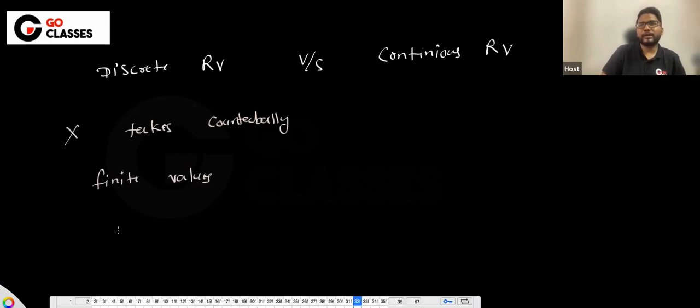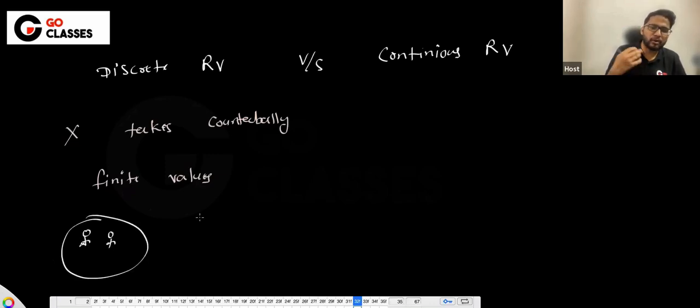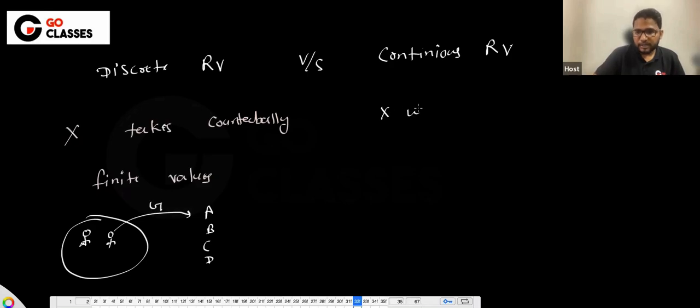For example, let's suppose there is a classroom with a couple of students. If I map each student to a grade G, which can be A, B, C, or D, then this G is a discrete random variable. But here X will take uncountable values.